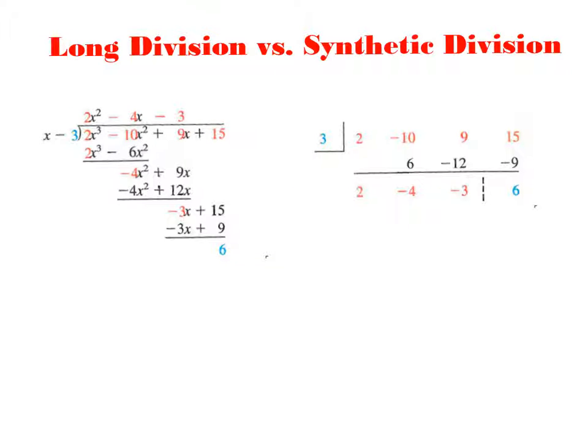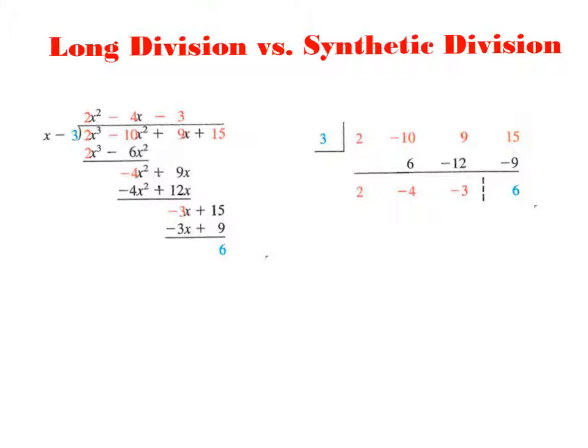So let's look at the same problem side by side. One done with long division and the other done with synthetic division. We have it color-coded here so you can see how all of these values correspond. Let's look at the long division side. We have 2x cubed minus 10x squared plus 9x plus 15. We're dividing it by x minus 3.